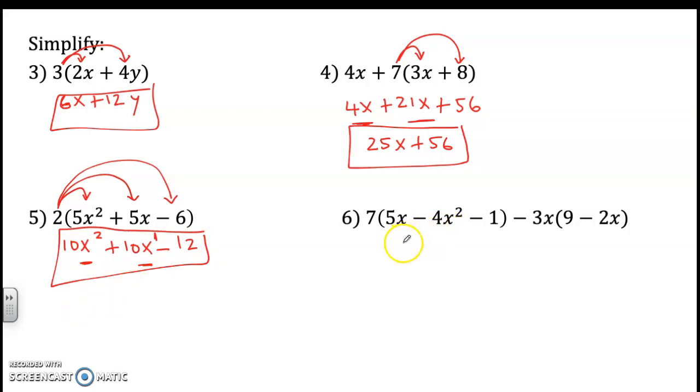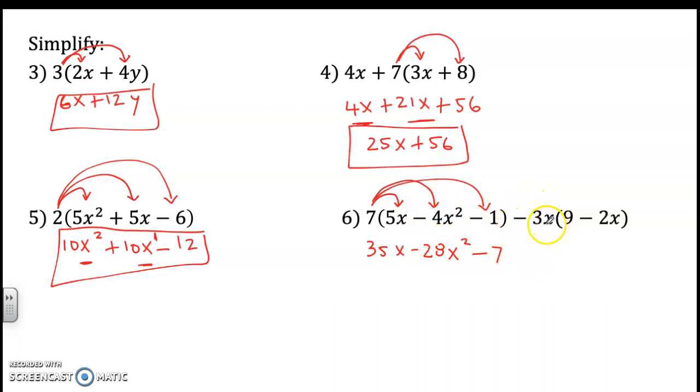Alright, let's go on number 6. Again, I have a number in front of it, so I should distribute. So 7 times 5 is going to give me 35. Bring down the x. 7 times negative 4 is negative 28. Remember, positive times negative is negative, and 7 times 4 is 28. Bring down x squared. 7 times negative 1, positive times negative is negative, and 7 times 1 is 7. And I stop there because that's where my parenthesis closes. Alright, that's it. I don't keep going.